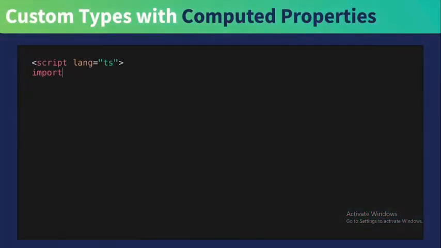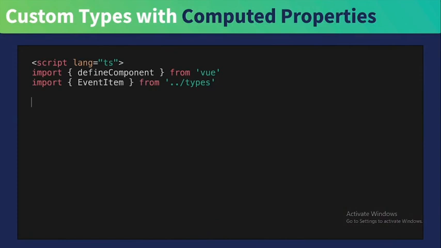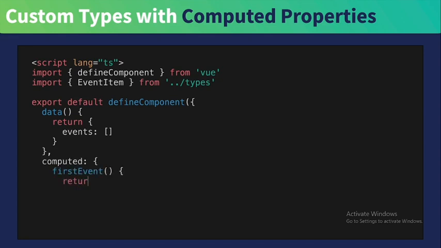So here we have a standard single file component where the language is marked as TypeScript, and we're importing our defineComponent helper method from Vue, as well as our custom EventItem type that you should recognize from previous lessons. We then define our export default object, which contains a data store which has the events key and an empty array as its value. And then we have a computed property which is set to return the first event in that array. Applying what we've learned so far in the course, we can type our events inside of our data store using the as keyword and then telling it that it will be an array of event items.